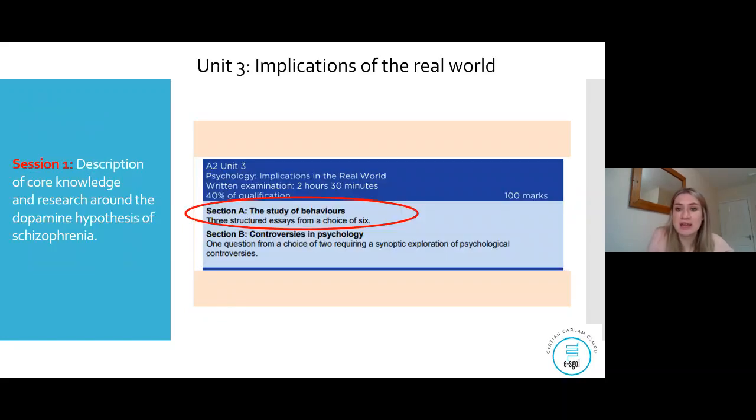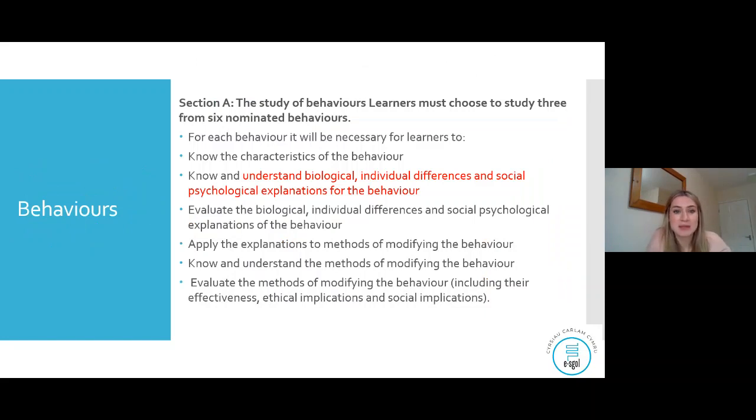Okay, so we are still within Unit 3, Implications of the Real World, and we are looking at Section A, which is the study of behaviours. So your school or college will have chosen 3 behaviours, and everybody's might be different. I'm focusing on schizophrenia today. So you will look at 3 behaviours, 2 of them obviously with our condensed specification because of the pandemic, but yes, 2 behaviours you should know, and you should know all of these different areas about those behaviours. So it says Section A, the study of behaviours. Learners must choose to study 3, or this year it's 2, from 6 nominated behaviours. And the section in red is where I am focusing this session on today. Understanding biological individual differences and social psychological explanations for the behaviour.